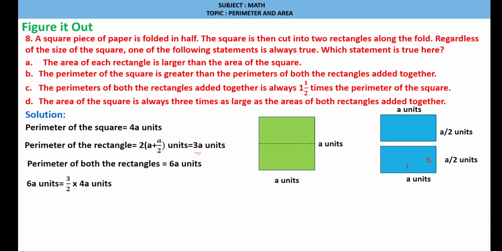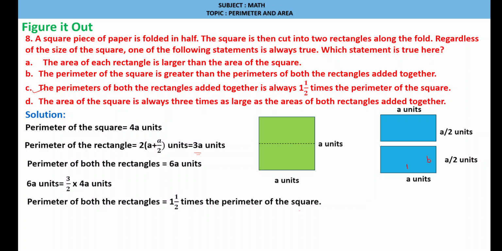6A units we can write as 3 by 2 into 4A units. Thus, the perimeter of both the rectangles is 1.5 times the perimeter of the square. This statement satisfies the condition of option C.